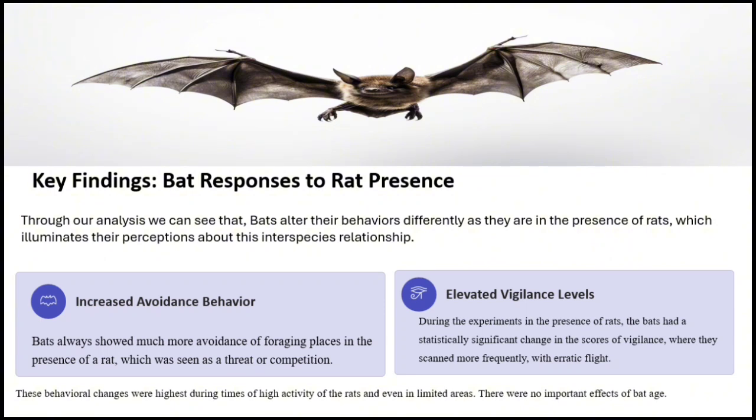From my analysis, I found that bats clearly alter their behavior when rats are present. First, there was a significant increase in avoidance behavior. The bats tended to avoid foraging areas much more when rats were around, most likely because they perceived them as threats or competitors. Second, I noticed an increase in vigilance levels. In the presence of rats, bats scanned more frequently and showed erratic flight patterns, and this change was statistically significant. These behavioral changes were most noticeable during times of high rat activity, even in smaller areas. Interestingly, I did not find any major effect of bat age, so these behavioral shifts occurred regardless of how old the bats were. Overall, my inferential analysis confirmed that rat presence has a measurable and statistically significant effect on bat behavior, particularly in terms of avoidance and vigilance.